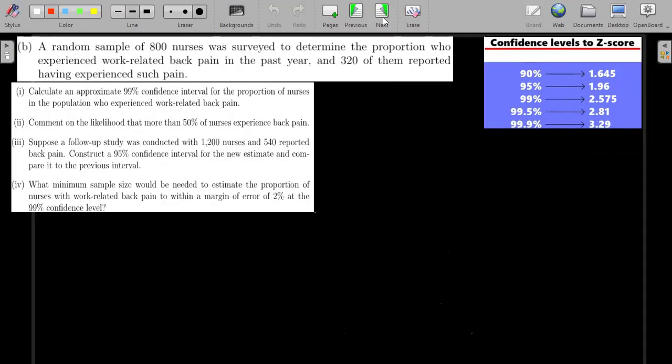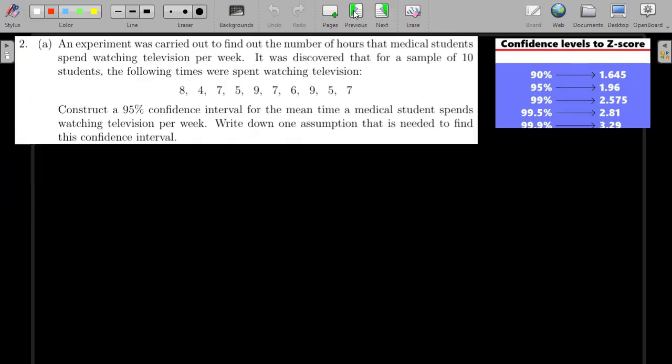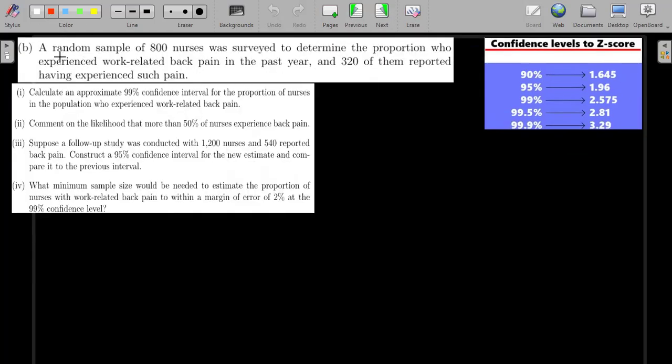Okay, and then we go to part B. So this is question 1, part B. They're saying a random sample of 800 nurses was surveyed to determine the proportion who experienced work-related back pain in the past year, and 320 of them reported having experienced such pain. So you can see here the n is simply my 800, and the favorable ones, the ones that experienced pain, are 320. So you can easily find the proportion using that.